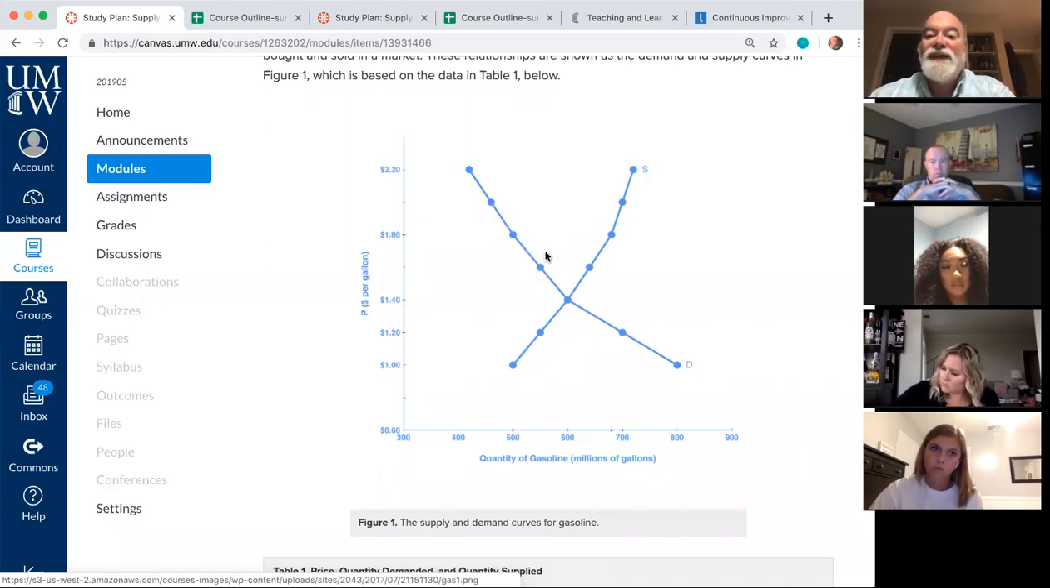A similar thing is happening on the supply side, right? As the price falls, businesses say, hey, I'm going to cut back on my orders because clearly I can't sell them all at $1.80. So at a lower price, I'm going to have less to supply, and that's a good thing also.